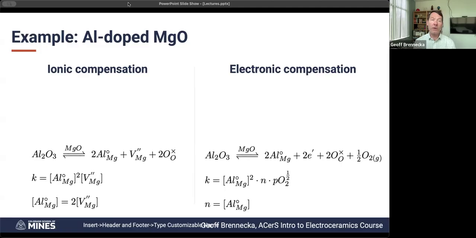So this is one example of what would happen in aluminum-doped magnesium oxide. It's just one example, though. So for ionic compensation, I'm by definition saying that I'm sticking aluminum on the magnesium site. So that's this aluminum on a magnesium site. Simply saying that it's ionically compensated, there are several different ways that could happen. That could be a magnesium vacancy. That's what we've already talked about. What else could it be? What else would compensate for the effective positive charge of sticking aluminum on a magnesium site? I could have an oxygen interstitial.